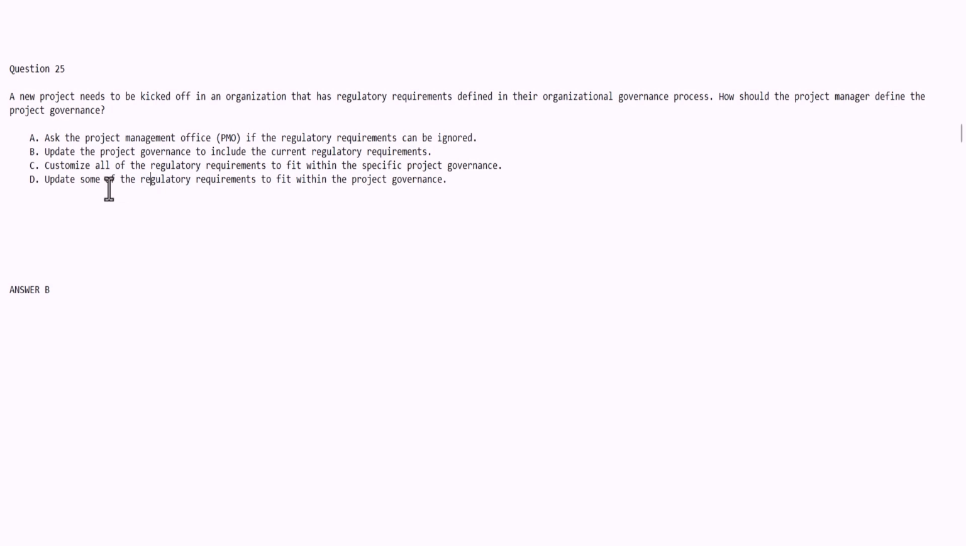Right away, you know that is not the correct answer because you need to account for all the regulatory requirements. So at the end of the day, it really comes down to option B being the correct answer, because what you're doing is taking those regulatory requirements and updating the project governance within your organization to account for those regulatory requirements. Now, I know that was a little bit of a tongue twister in this question and answers, but hopefully you got that answer correct, and we look forward to seeing you in the next question.